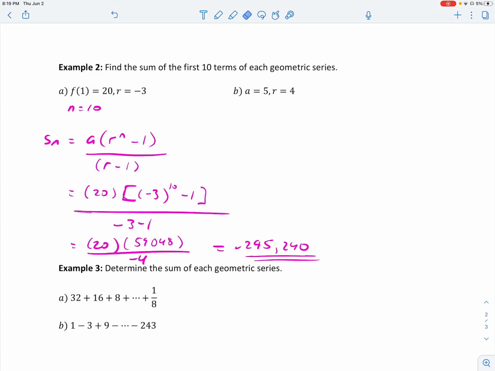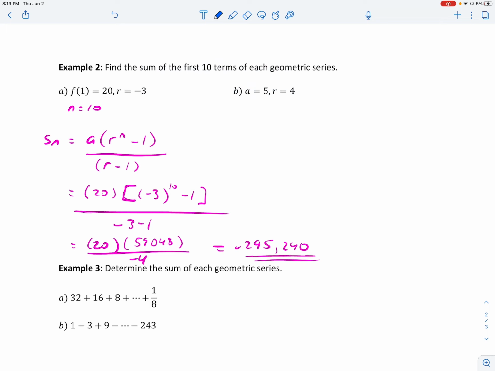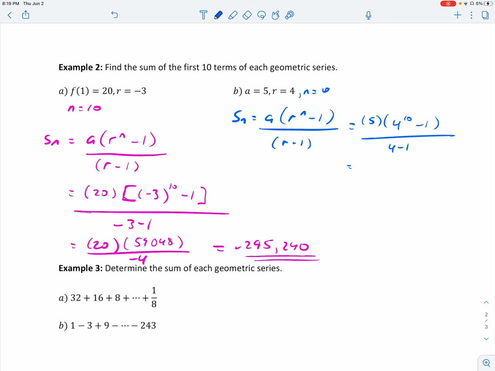Okay, so that's part A. Try the next one. I'm just going to change colors. So a is 5, r is 4, n is 10. If you want, you can try this on your own. We're just using the same formula, no tricks here. A is 5, our base is 4. So 4 to the 10 minus 1. And then we have 4 minus 1 on the bottom. That'll be 3. So 5 times 4 to the 10 minus 1.